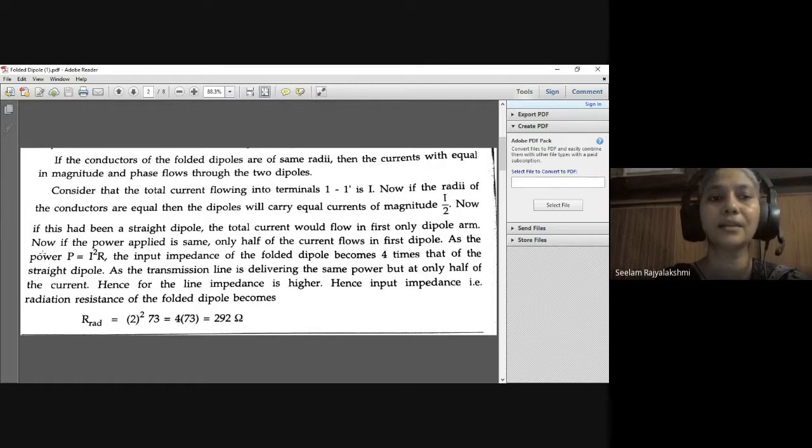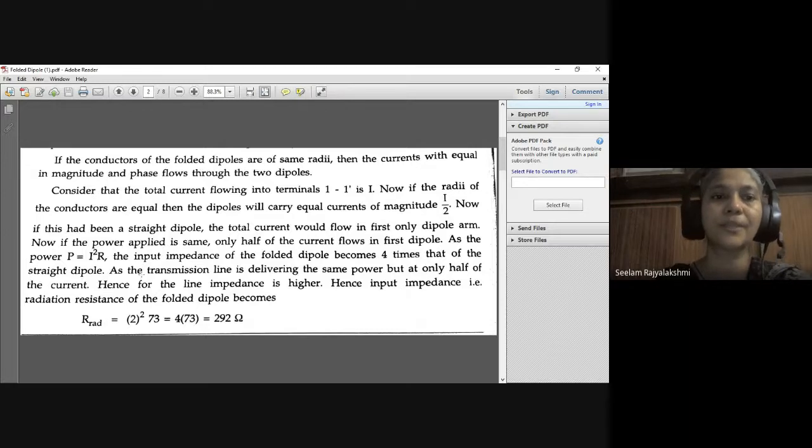As we already know, power equals I squared R. The input impedance of the folded dipole becomes 4 times that of the straight dipole. That means, if you consider the folded dipole, we have considered two half-wave dipoles, joined and folded together. So the input impedance of the folded dipole becomes 4 times, that means 2 squared times. Four times means, since two dipoles are considered, 2 squared times, that is 4 times that of the straight dipole.